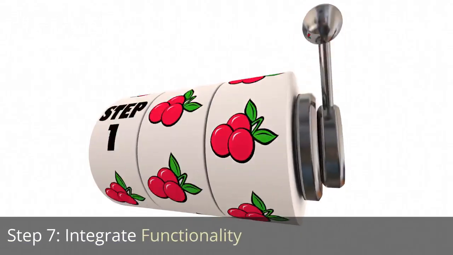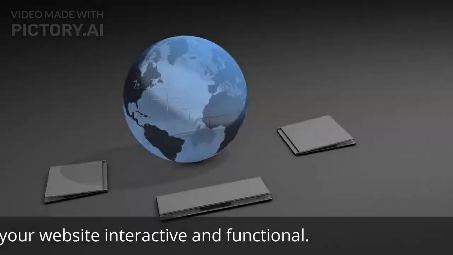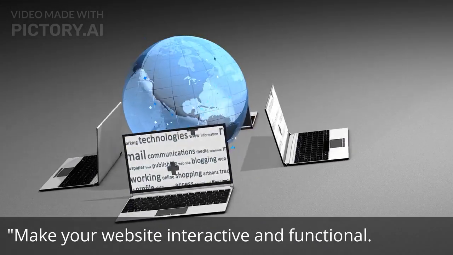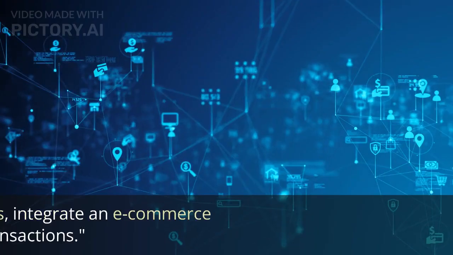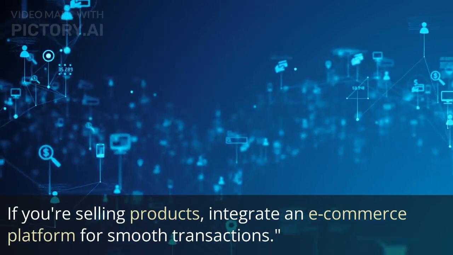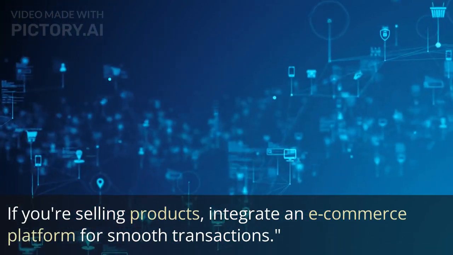Step 7. Integrate functionality. Make your website interactive and functional. Add contact forms, social media links, and other elements that enhance user experience. If you're selling products, integrate an e-commerce platform for smooth transactions.